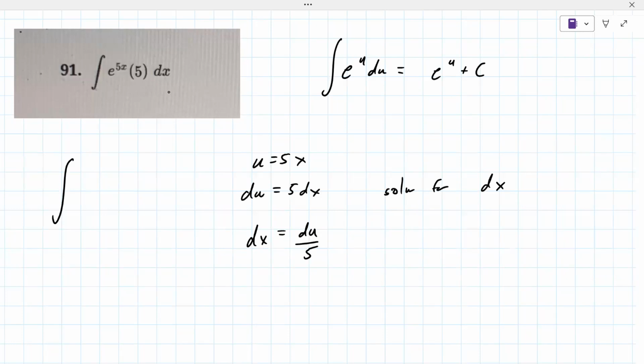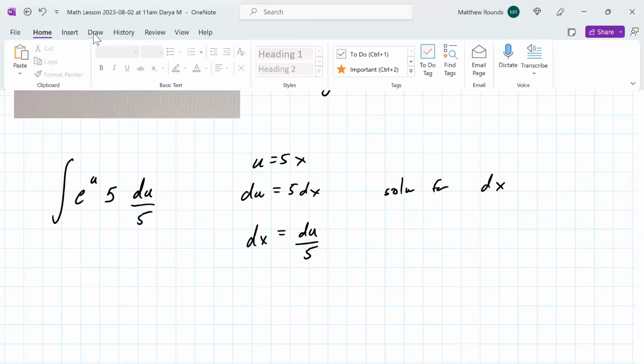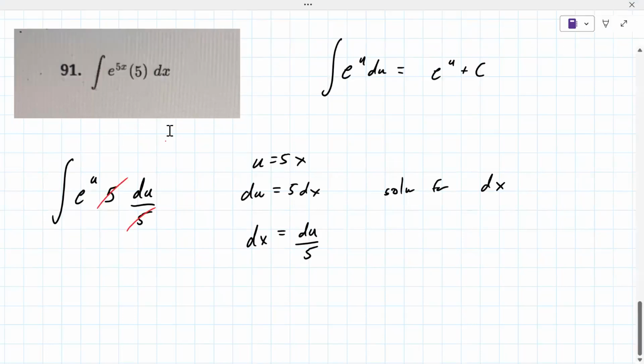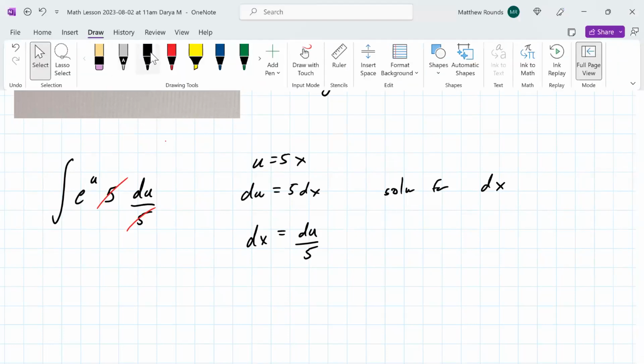So this is the integral of e to the u times 1/5. You always substitute in for u, whatever u is, and you always substitute in for dx, which becomes du over 5. And we talked about this idea that you really want to see some cancellations. You really want to see something go away. But mainly it's that the x's have to go away. There can't be any x's in your new integral.